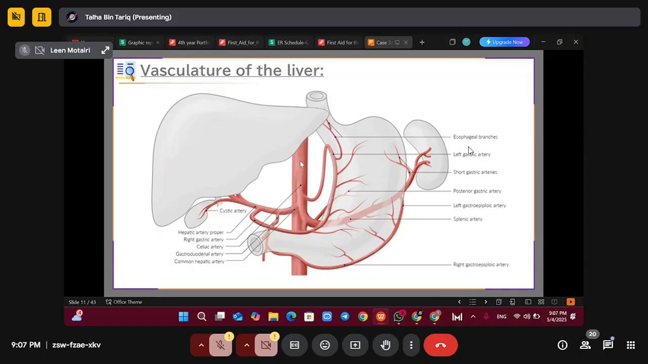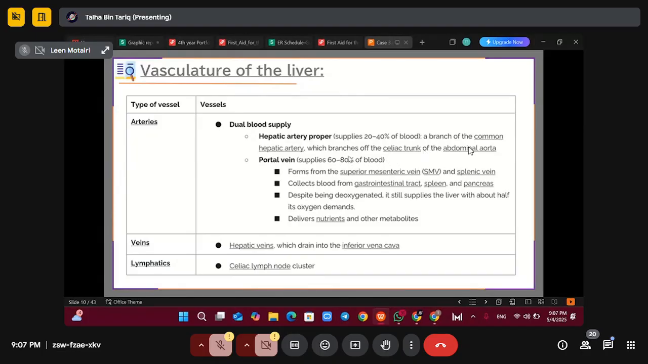But the order you need to remember is the abdominal aorta, the celiac artery, the common hepatic artery, which is then becoming the hepatic artery proper. So this hepatic artery proper is the main artery supplying blood to the liver. Okay, so this is branching off from the celiac trunk of the abdominal aorta, and it is supplying only 20 to 40% of the blood of the liver. So out of 100%, 20 to 40% is being supplied by the hepatic artery proper. Regarding the portal vein, it is supplying 60 to 80% of the blood.